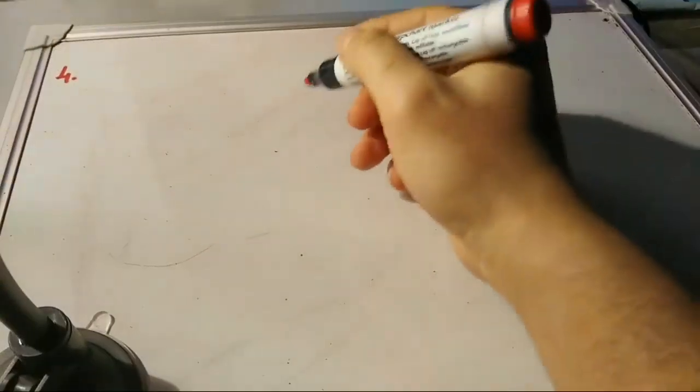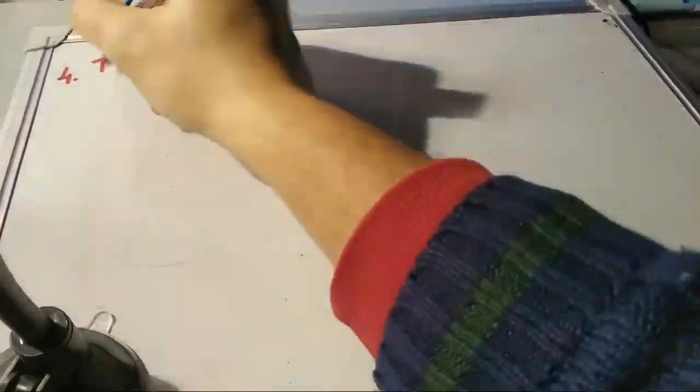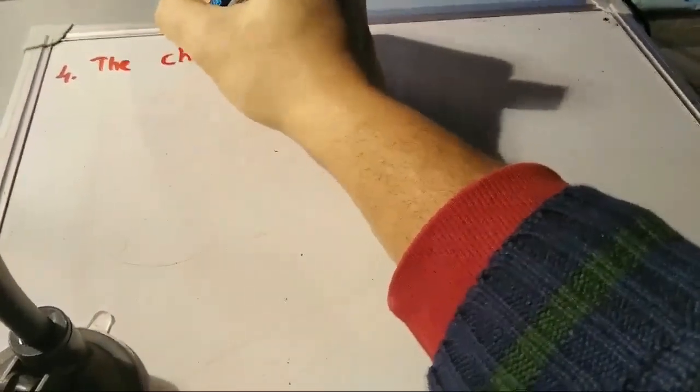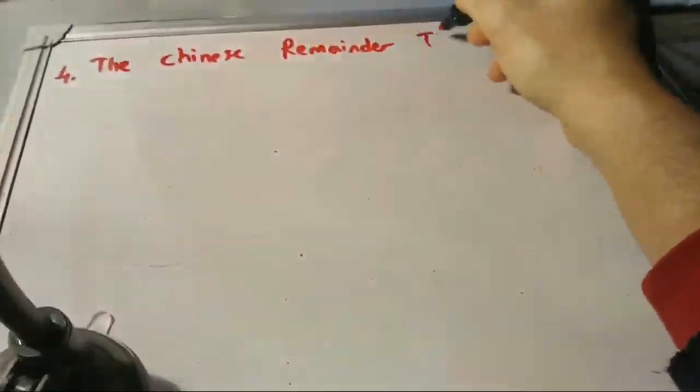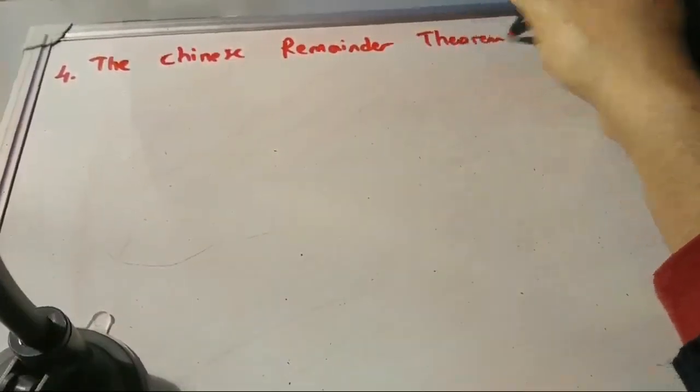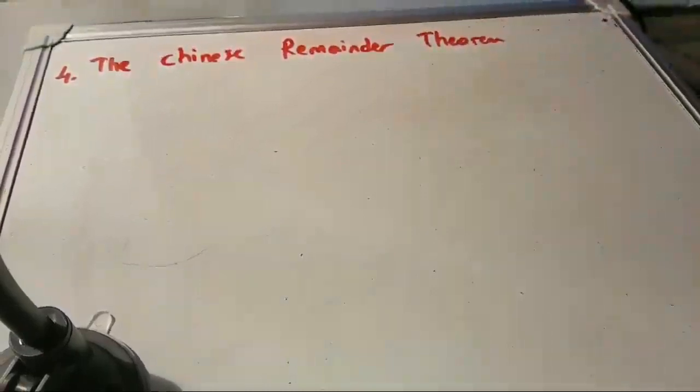Okay, the fourth one, the Chinese remainder theorem. The Chinese remainder theorem, made in China. In this section, I'm going to give you the solution of a system of congruences having different moduli. For example, find a number that leaves a remainder of 1 when divided by 2, a remainder of 2 when divided by 3, and a remainder of 3 when divided by 5.